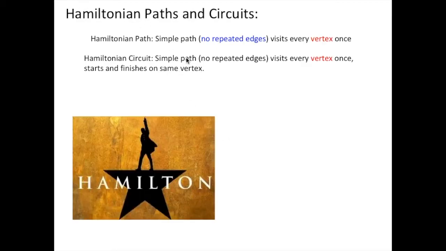And for Hamiltonian, it's like he's standing the star. Think of the star as the vertex. Hamilton is all about the vertex.